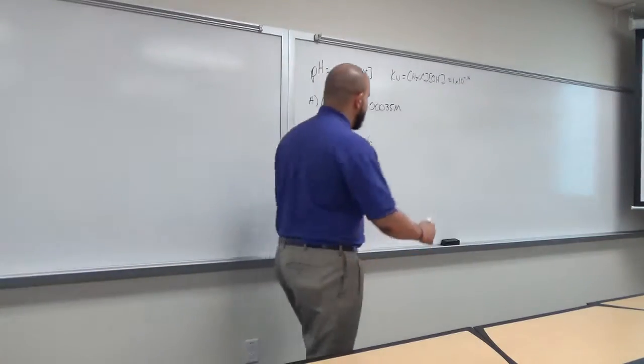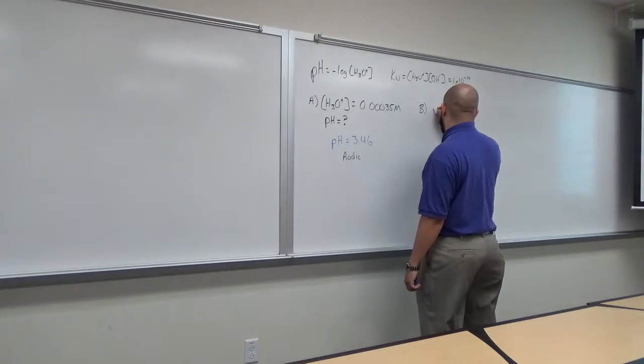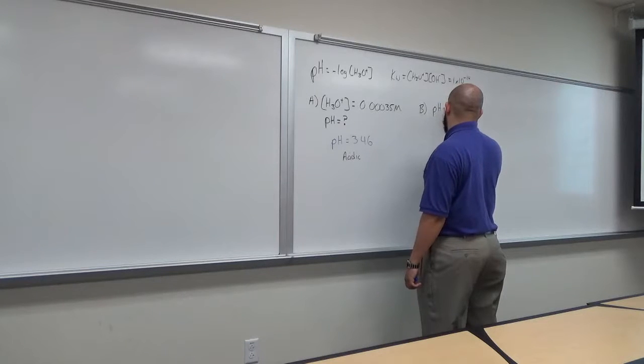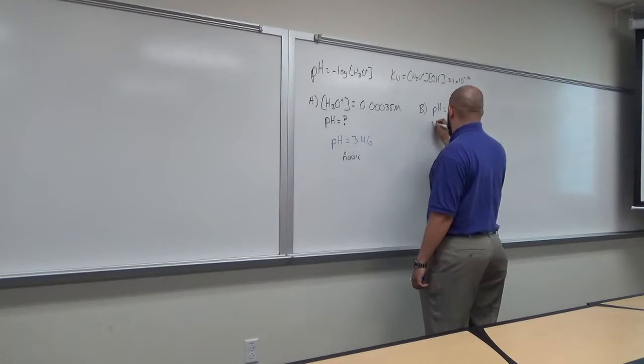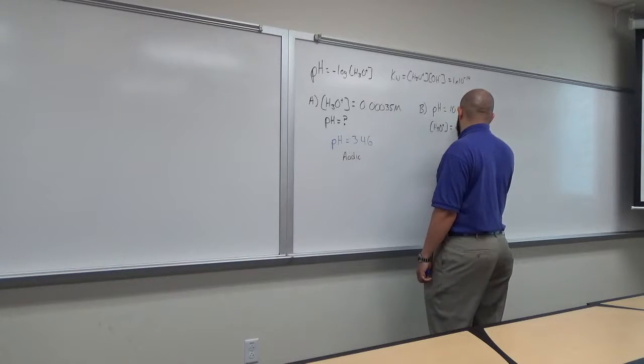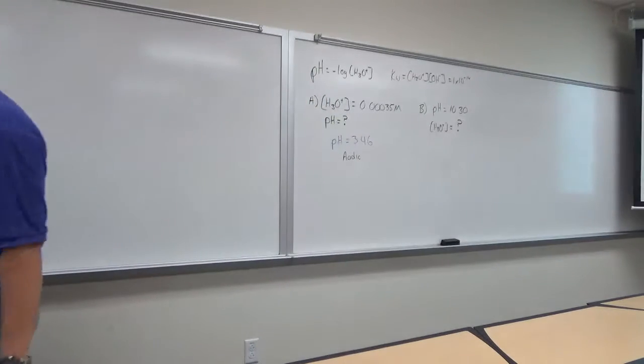Okay, now let's look at the opposite direction. Let's look at me telling you that the pH is equal to 10.30. What is H3O plus? A little bit different now.